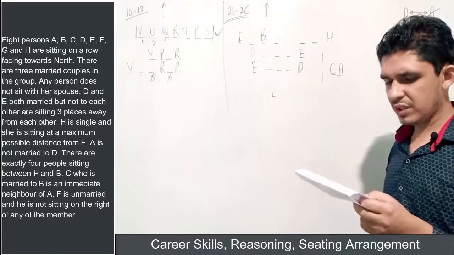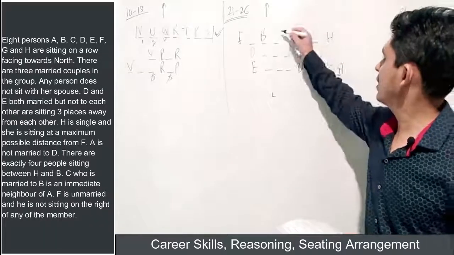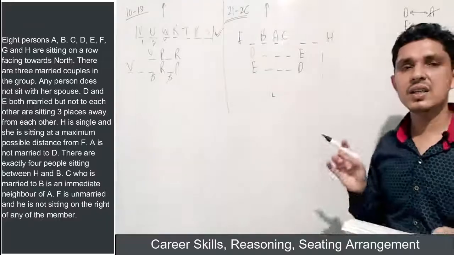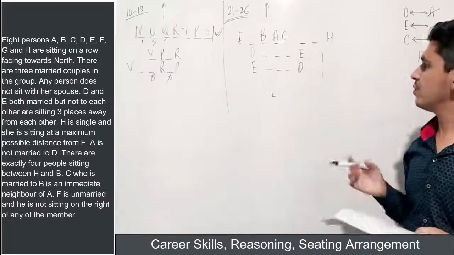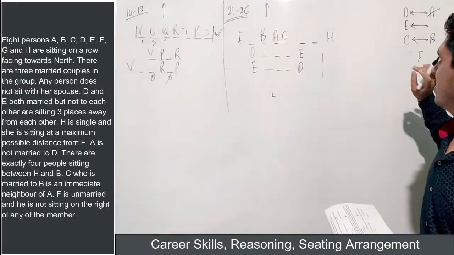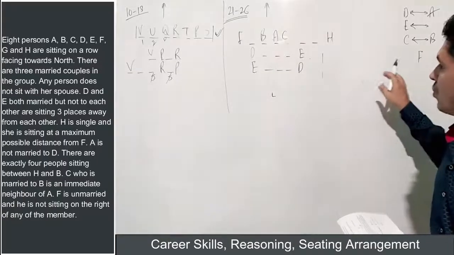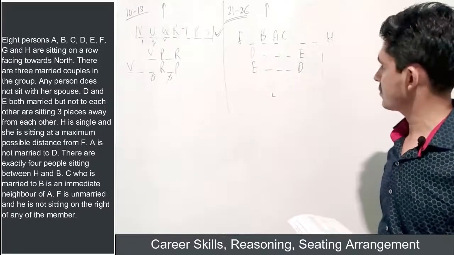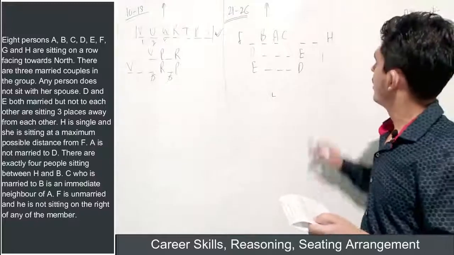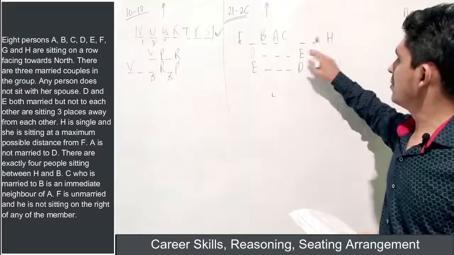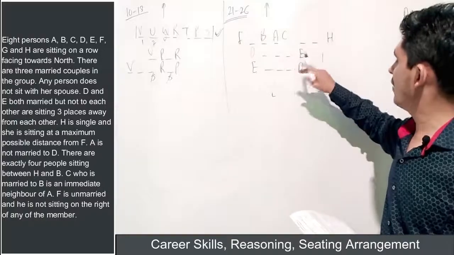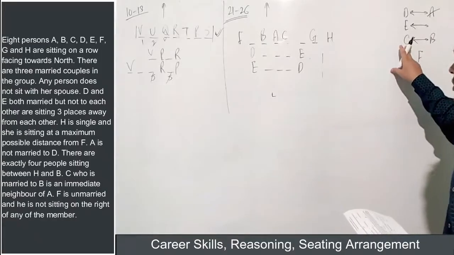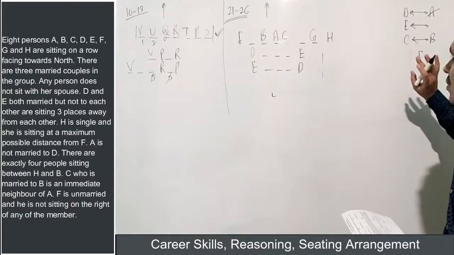C, who is married to B, is an immediate neighbor of A. So we can write it as A and C, because he is saying that C is the immediate neighbor of A. So we can place like this. Okay, thereafter if we start putting, we can place D here. A is not married to D. Okay, if any of them has come, so A, B, C, D, E, F, G is remaining. Okay, thereafter the spouse of C is B, so C and B are not with each other.